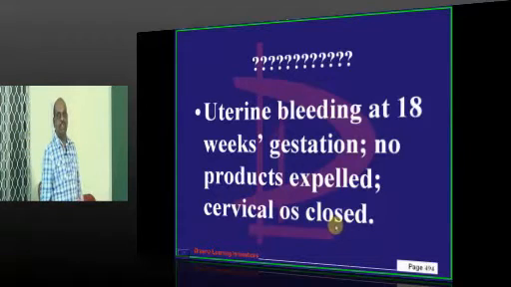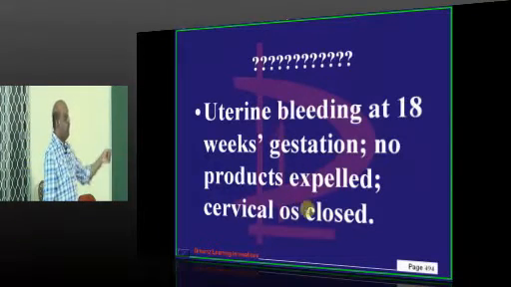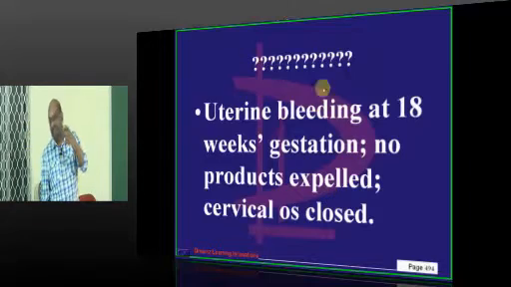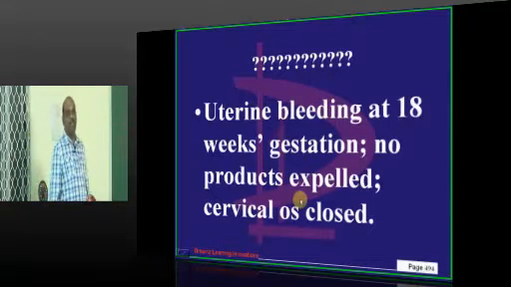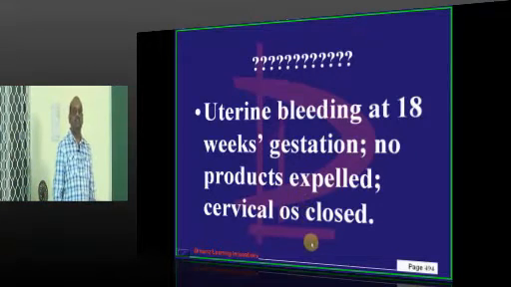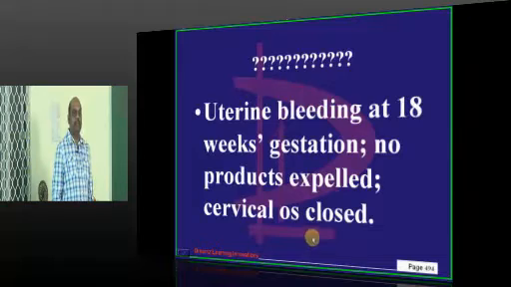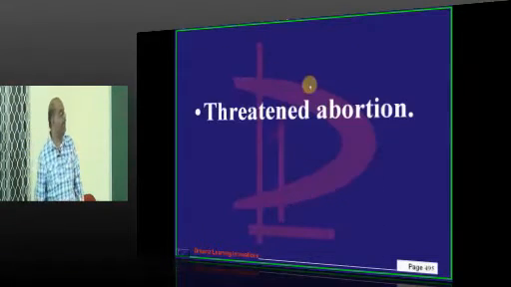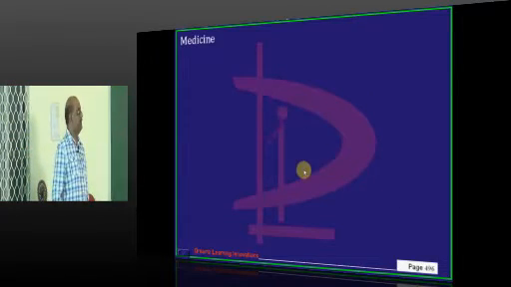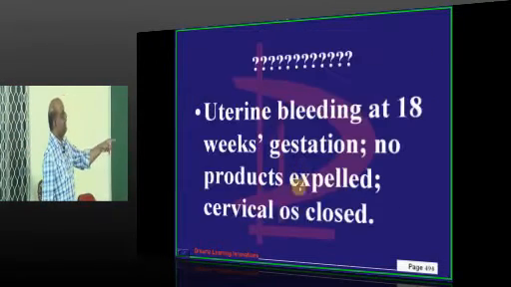Cervical os is closed. No products expelled. That's good. That's right. Who will answer this question? Threatened is an answer we get from Nampally. Dr. Madhuri, Kiran, everybody agree with you, doctor. Threatened abortion. Good. So you should be careful.